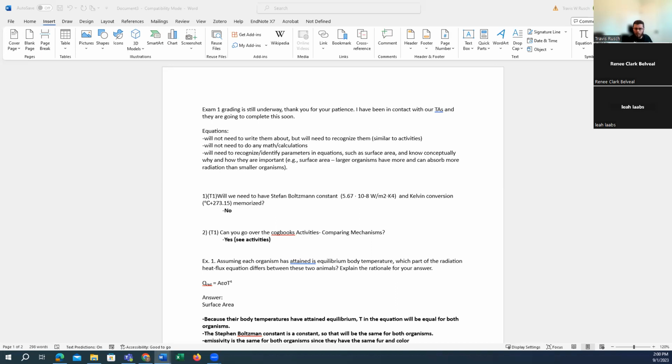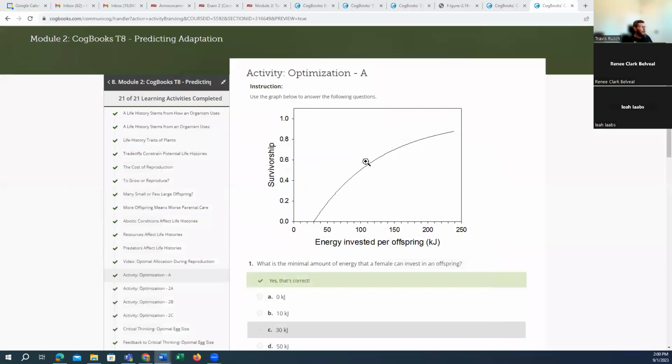Given a relationship between an offspring's energy and its survival, predict the optimal amount of energy that a parent should invest in. Okay, so this is finding the optimal amount of energy. So energy invested per offspring, so that we want to find the x-axis value that optimizes survival, right? If we look at this chart, we could say, well, it wants to be up here because this is the highest survivorship, right? So it should maybe do this.